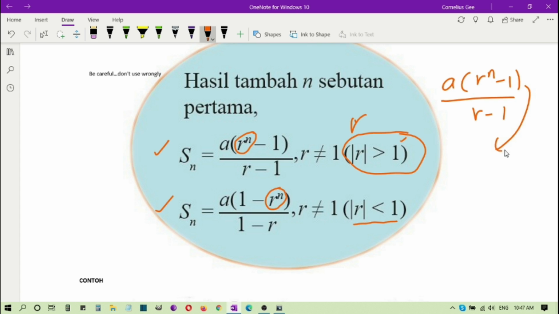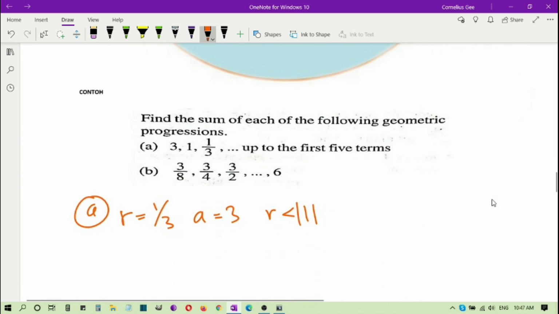Sometimes students write it as R minus 1 over R^n. So you see, this is wrong. They think they remember, but actually they remember wrongly. So always double check before you use it. Anyway, let's go to the example.